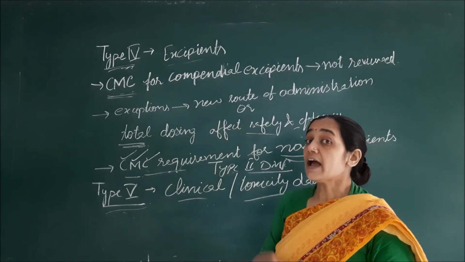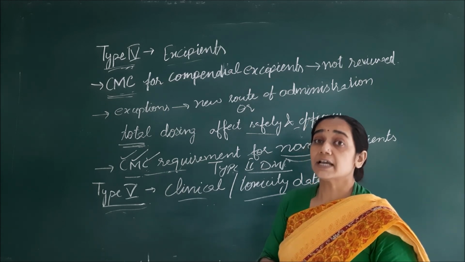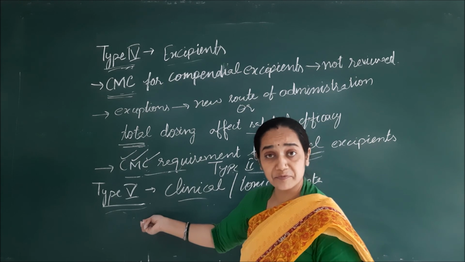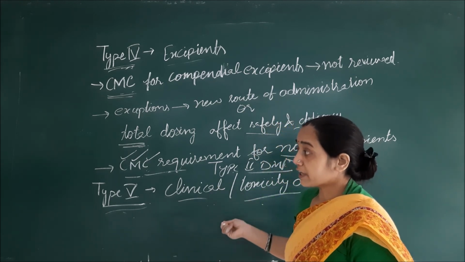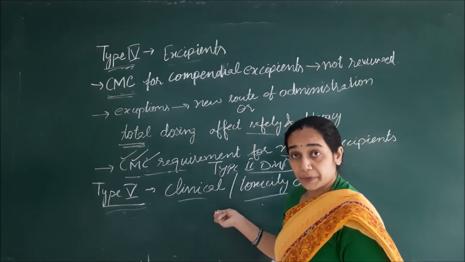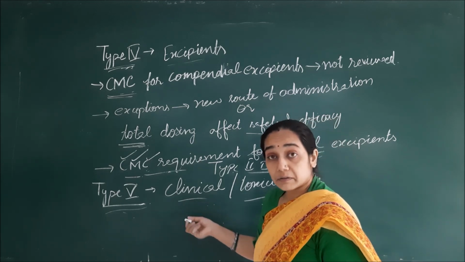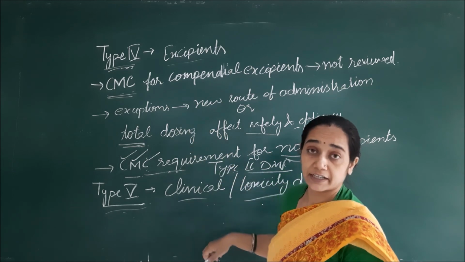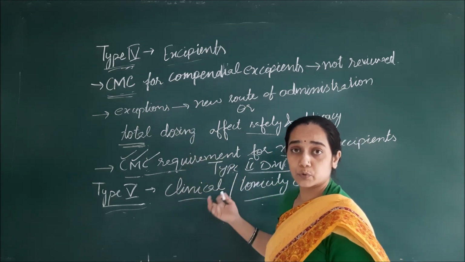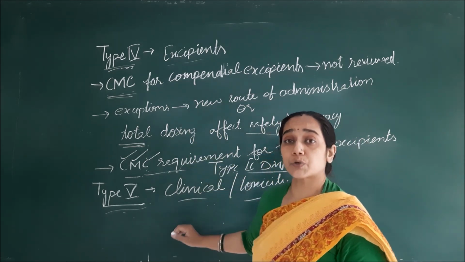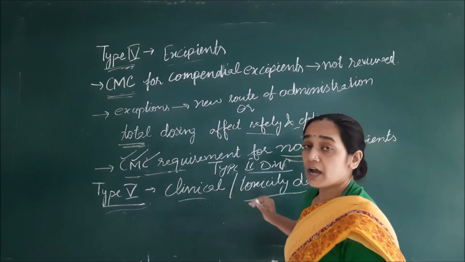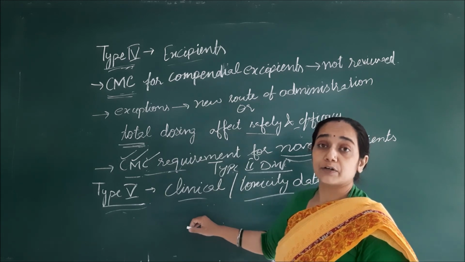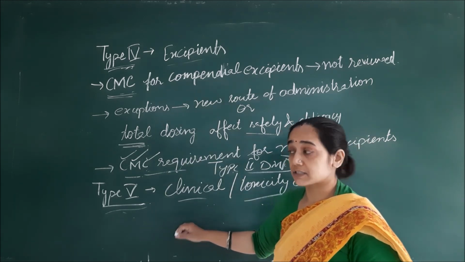And FDA also recommends that there should not be duplication of information in type 5, and the information should not be miscellaneous, meaning it contains all the information. Sometimes it contains the information of type 1, then type 2, type 3, type 4. It should exclusively include all the information about the clinical part and the toxicological part of a particular product or substance.